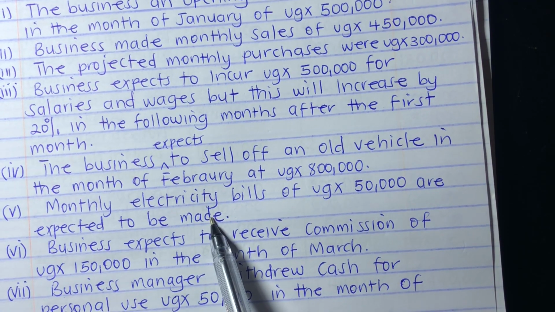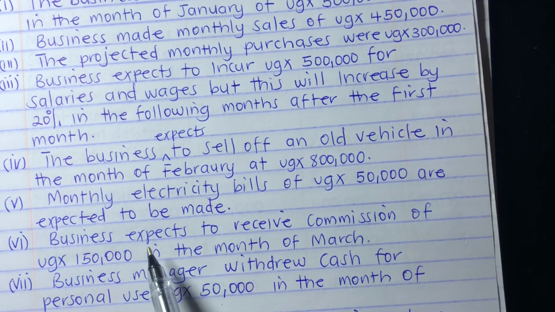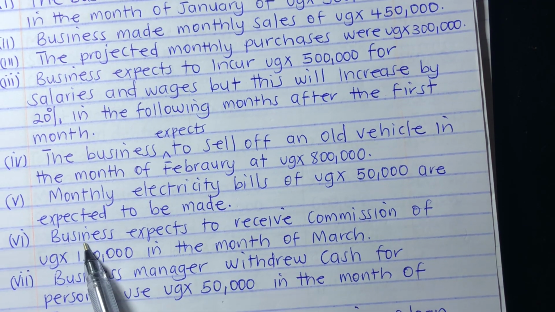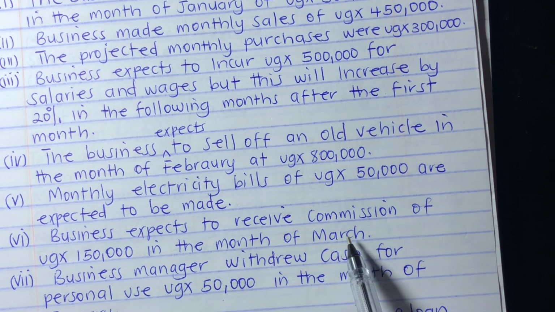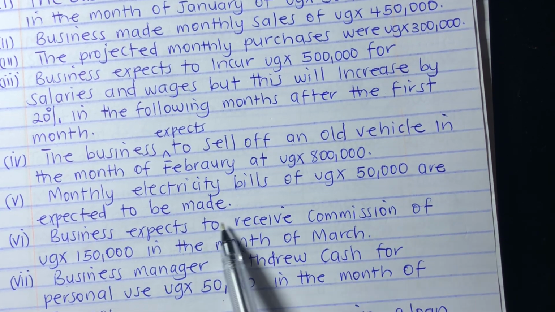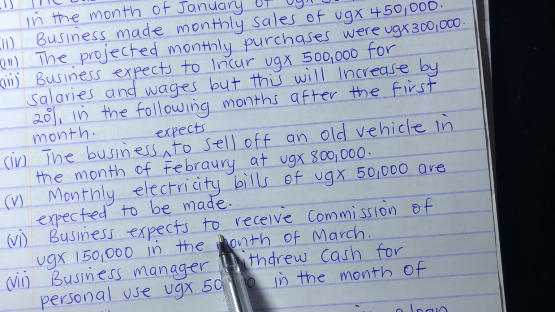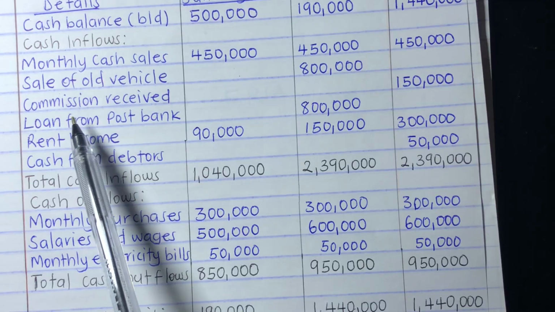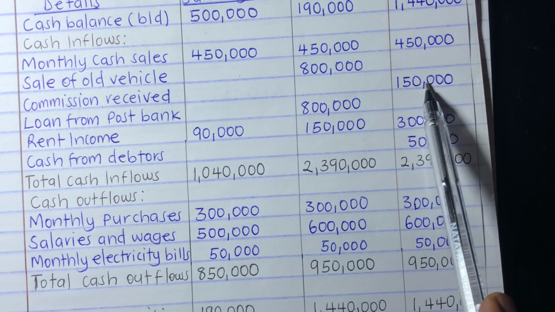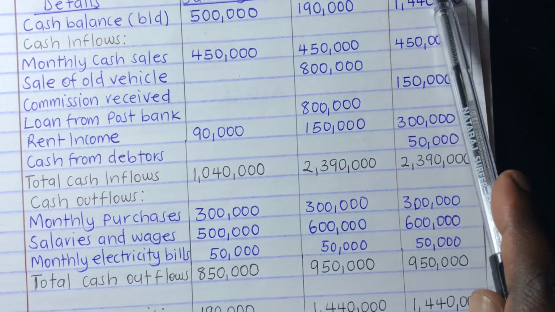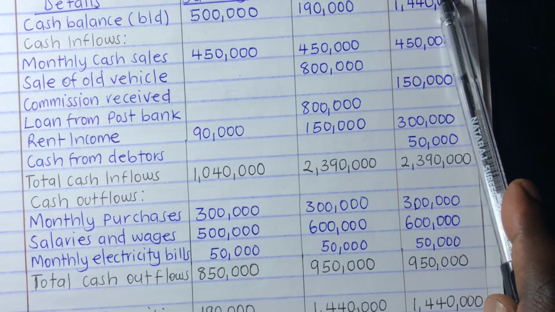Then Roman 5, electricity bills of UGX 50,000 were expected to be made. This is a cash outflow, and we're dealing with cash inflows first. Then the business expects to receive commission of UGX 150,000 in the month of March. So we said commission received is a cash inflow. So we record this in cash inflows here. So we shall say commission received. The question was it expects to receive 150,000 in the month of March. So we record commission received of 150,000 in the month of March.